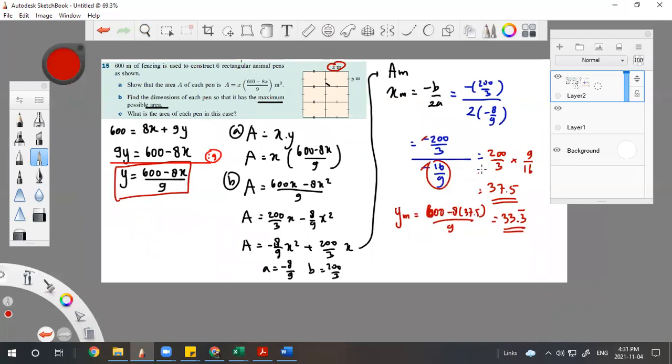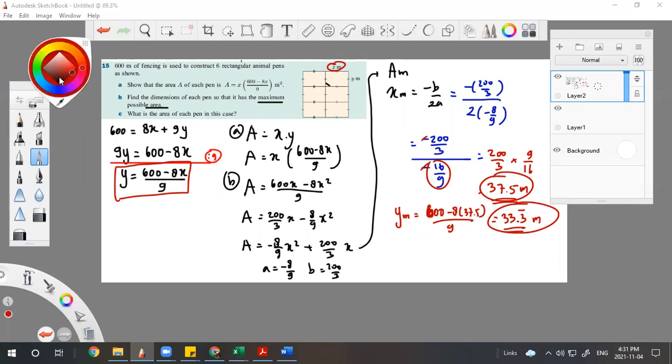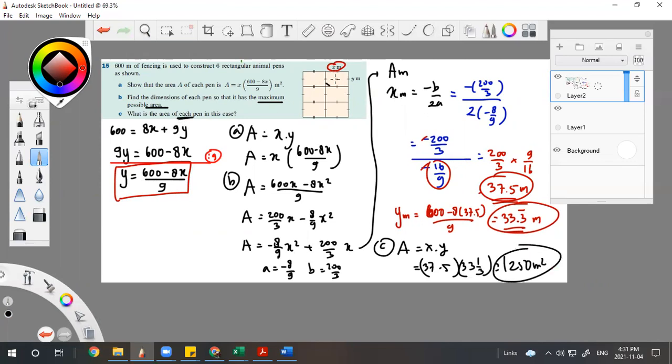And what is the area of each pen then? So this is for question B. The length, or the x, is 37.5 meters, and the y is 33.3333 meters. That's for part B. Now, part C, I mean. What is the area of each pen? Very simple. Area is x times y, right? So what is the x? Given 37.5 times 33.3, or you can just write 33 1 over 3, up to you. The answer is 1250 square meters for each pen. So this only. Okay, I'll send it to you.